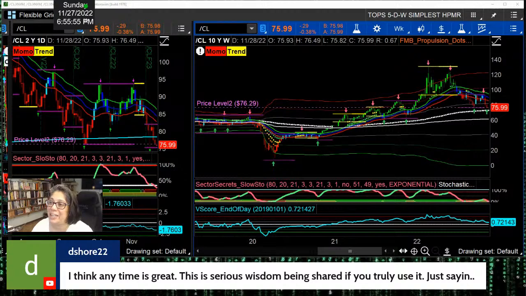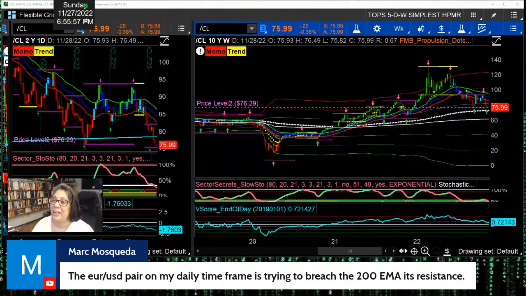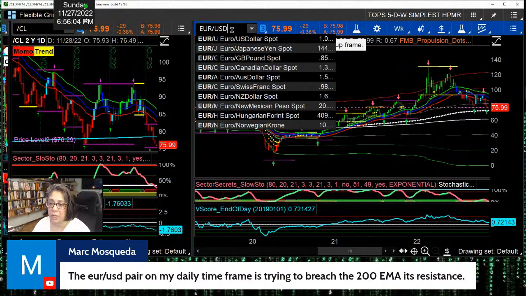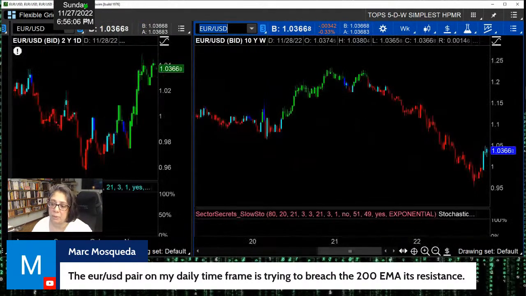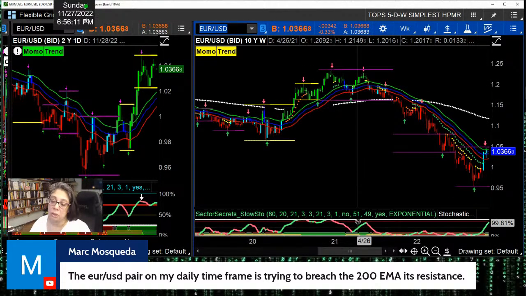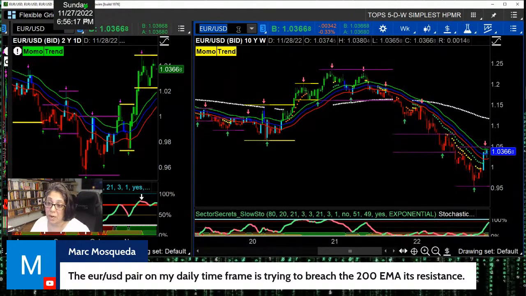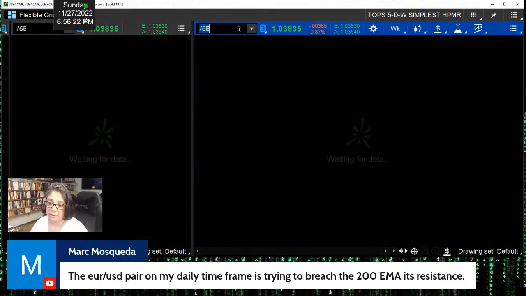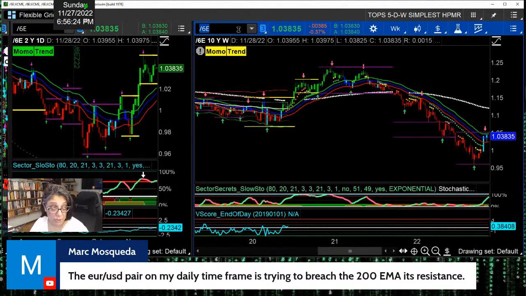I appreciate that. Okay. Euro US dollar pair on my daily time frame is trying to breach. All right, so let's take a look at that Euro US. If you're looking at the 6E and you're wondering, okay, what does Euro US look like? It's going to look a lot like the 6E, but the largest market of any market is this one right here, the euro versus US dollar. The way we would trade that if you're not a Forex trader is the 6E. There's a micro 6, there's a micro euro as well.